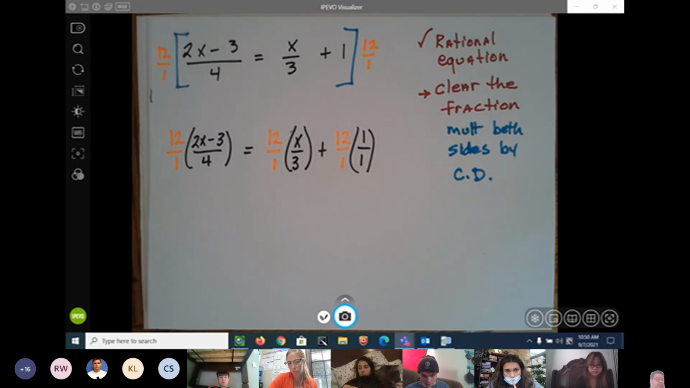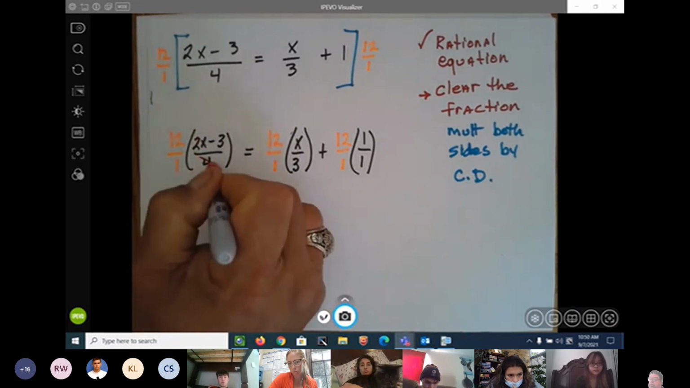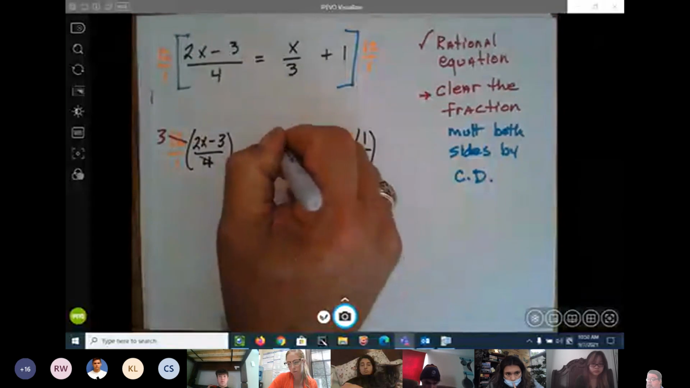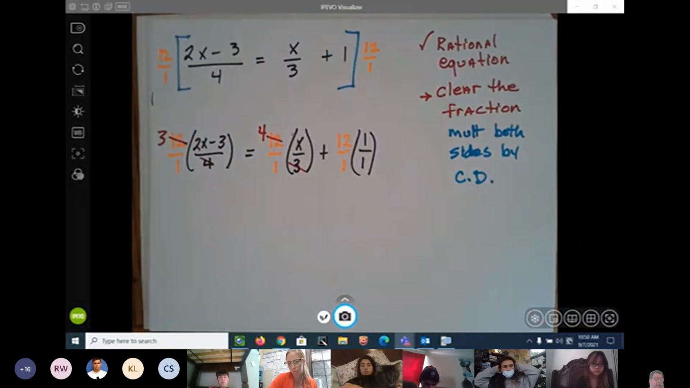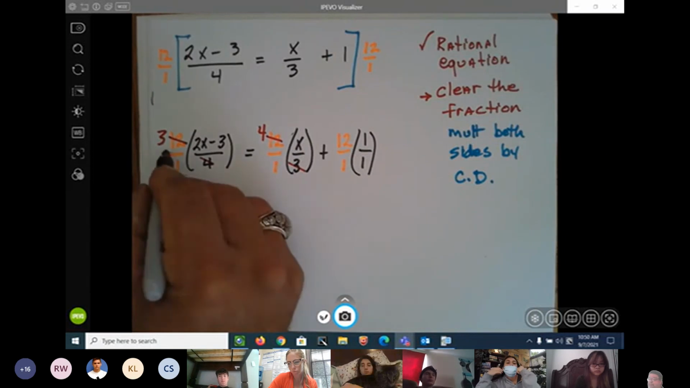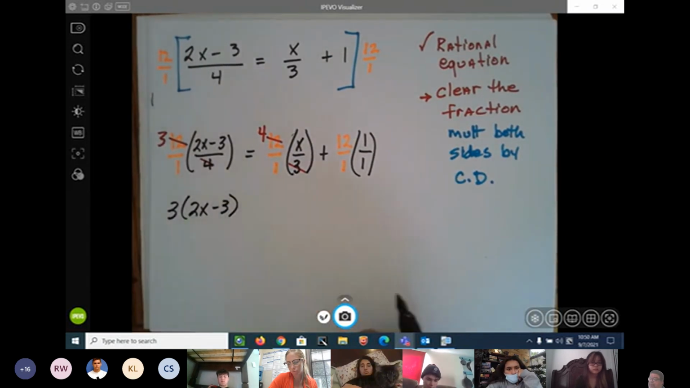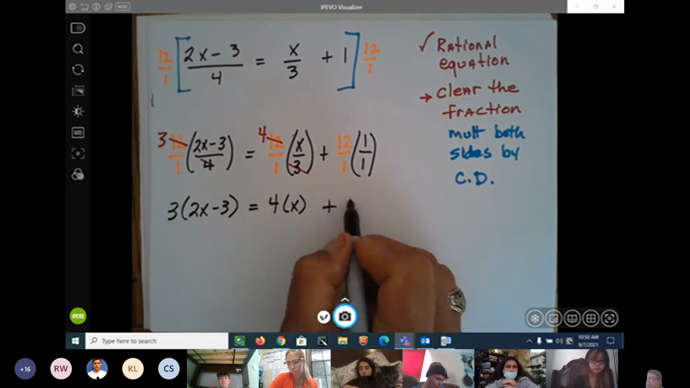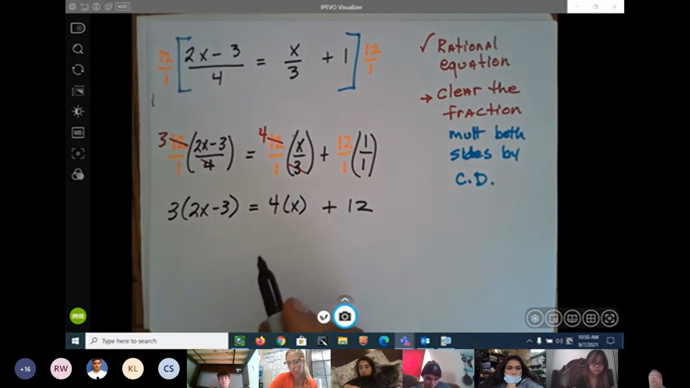All right, what happens when you multiply through by the common denominator? They cancel out. So now we have 3 times 2x minus 3 equals 4 times x plus 12. And now you have a regular algebra 1 problem.